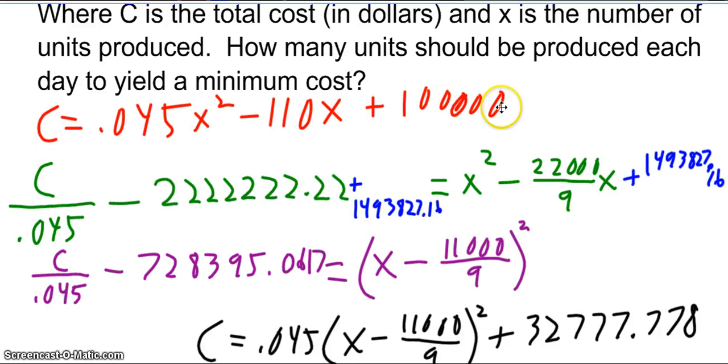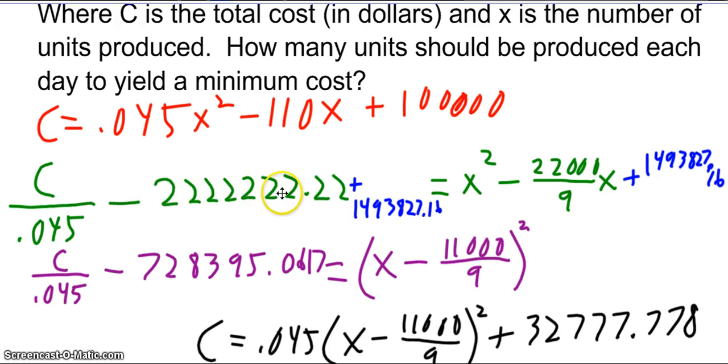So first I divide everything by 0.045, so I get C over 0.045, and 100,000 divided by 0.045 is this value that I got here. It's a minus because I subtracted it over to the other side. 110 divided by 0.045 is 22,000 over 9. So now I completed the square. So to complete the square, I take half of this term and I square it. So again, I'm doing this on my calculator, so that's where I'm getting these numbers. So if I take half of this and I square it, I get 1493827.16. So I need to add that to both sides.